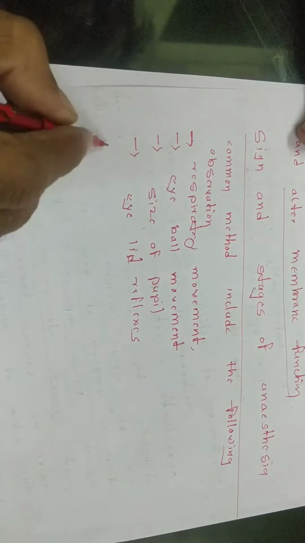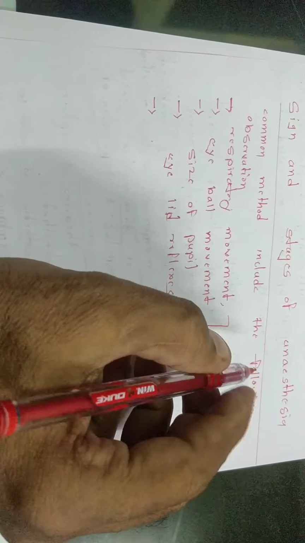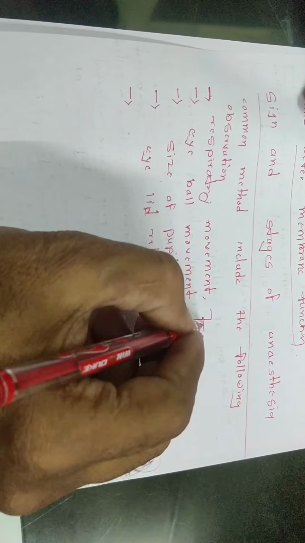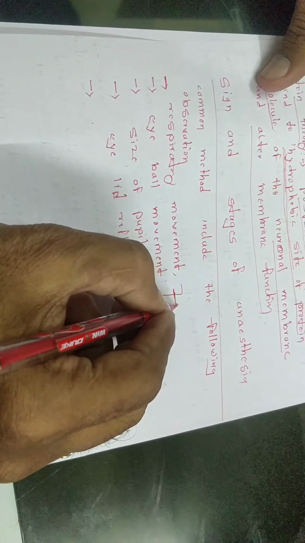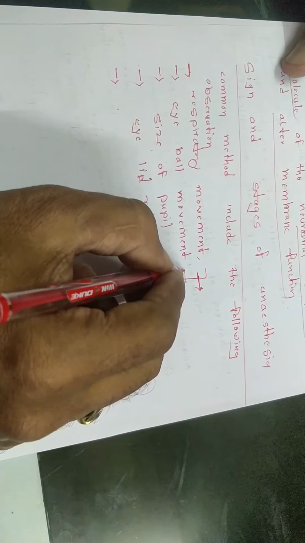Now these are the following observations you can make. First, after administration of anesthesia, check the respiration movement. It should be constant, up and down and forward. See the eyeball movement. It should be rowing or not rowing or fixed. See the pupil size, maybe dilated or contracted, and the eyelid reflex. These are the observations you can watch after the administration.